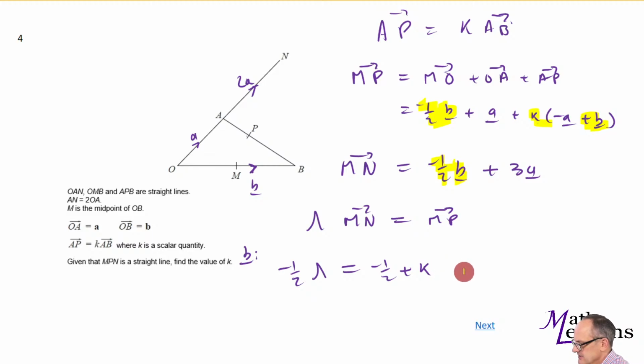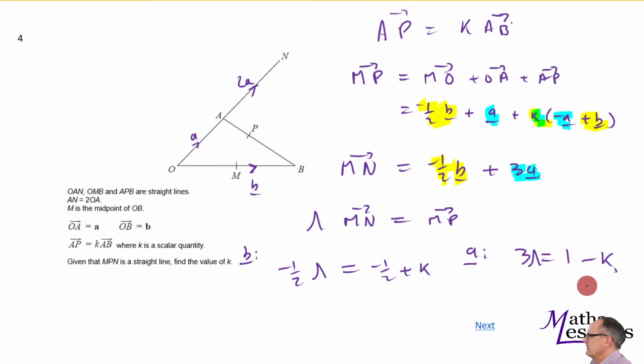Now I don't need to have the B's in here. I could write a B there and a B there, but I just need the coefficients to be equal for this equation to be true. And we know this is true because they lie in a straight line. Now let's look at the A parts. I'm just going to highlight the A parts. So I've got 3 lots of A, an A there, and a K times minus A there. So I've got, sorry, not 3, because I've got to times it by lambda, remember, so 3 lambda will equal 1 lot of A minus K lots of A.